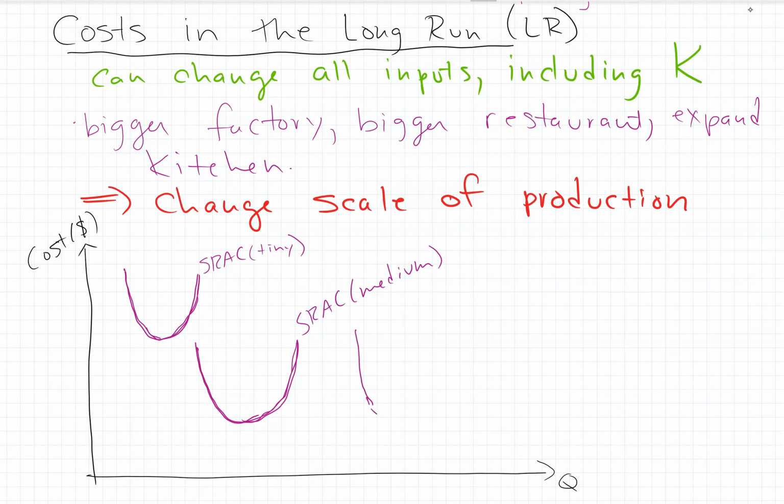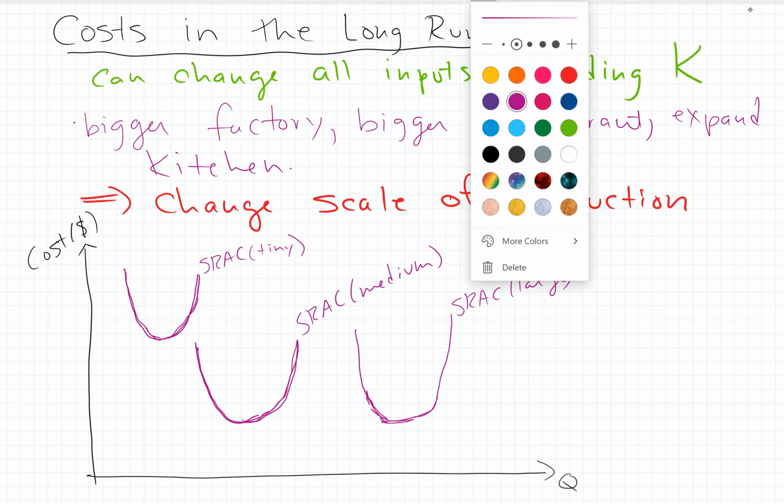And maybe there's one that can be even bigger, with a bigger kitchen, more equipment, and everything else. Let's suppose their costs are basically the same as the medium one. They're also efficient. It's just that they have more stuff, so they need to produce more to get to the minimum of their average cost. Their peak efficiency happens at a higher quantity, but their average cost at that quantity is about the same.